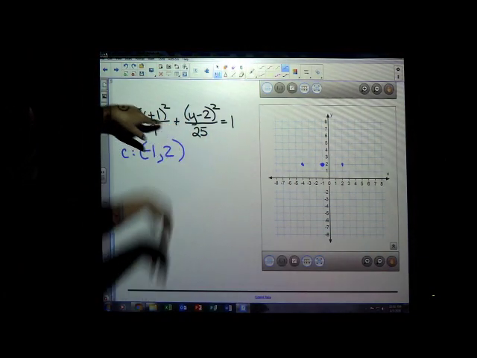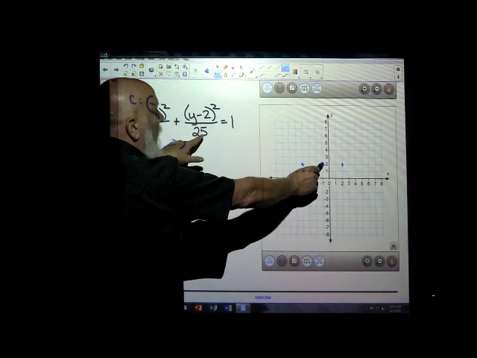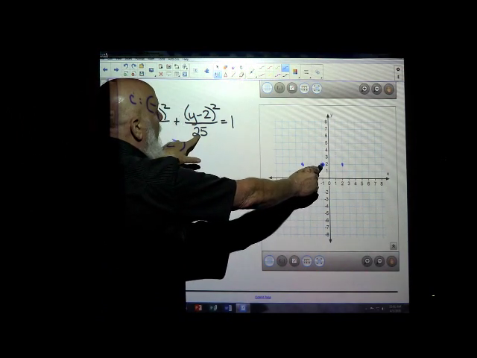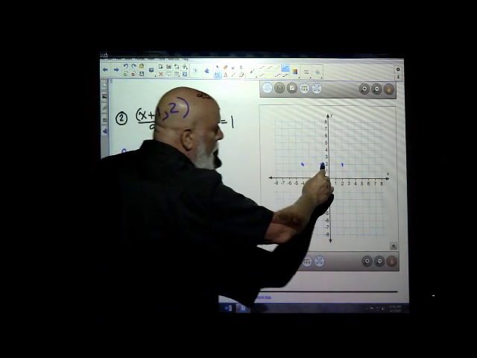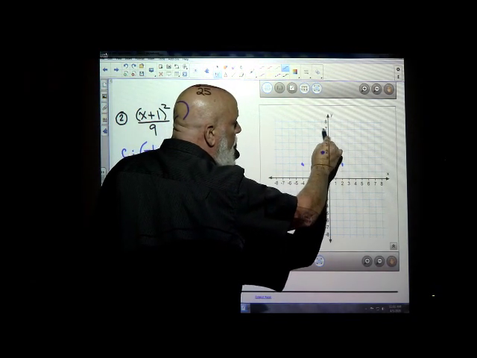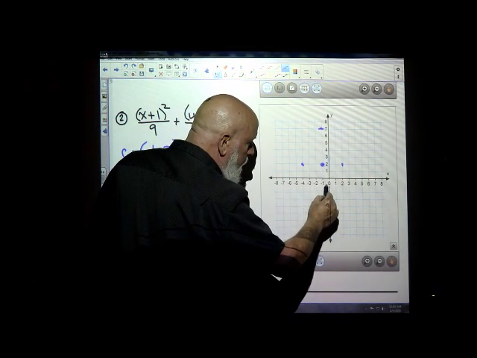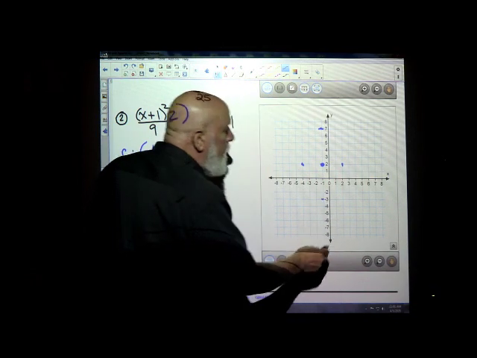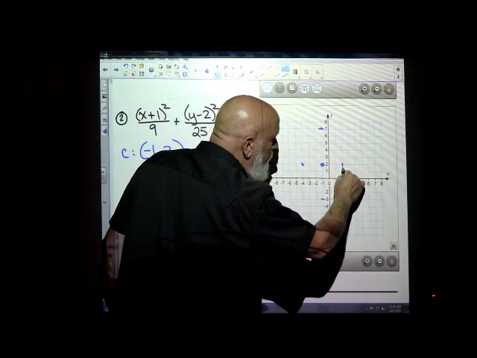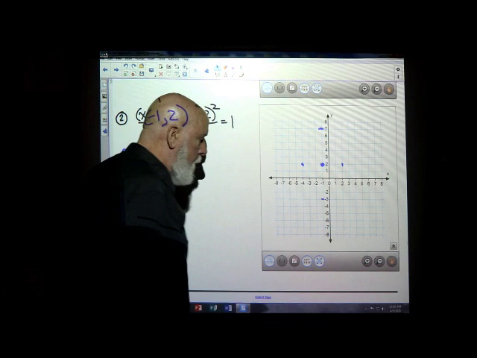And then underneath y, I'm going to go up and down from the center of the ellipse. I'm going to go up 5 and down 5, the square root of 25. So I go up 5, 1, 2, 3, 4, 5, and 1, 2, 3, 4, 5. And there's my ellipse. I tried to draw a nice, beautiful ellipse, and that did not work.